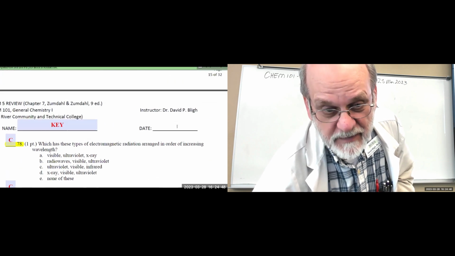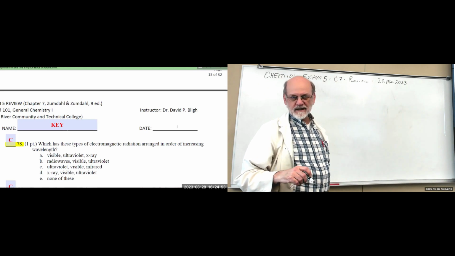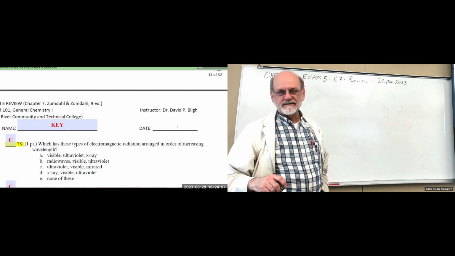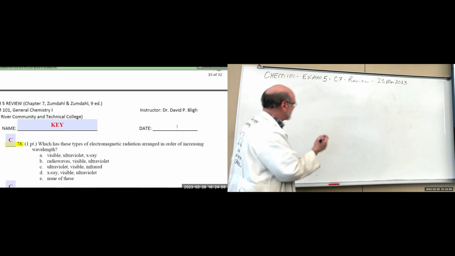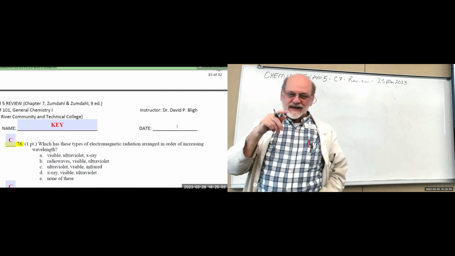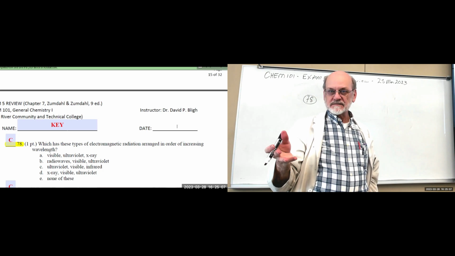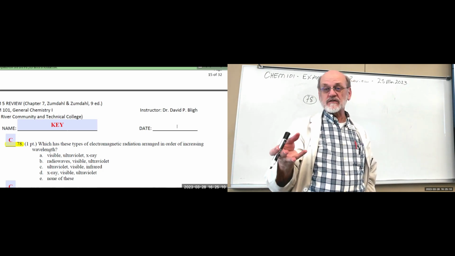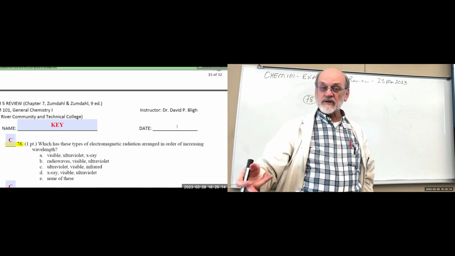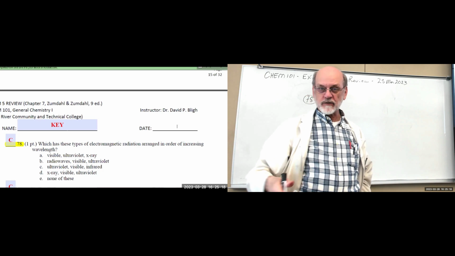Let's do them one at a time. 78. Increasing wavelength. All right. 78 is the same as the 77, but it's made the transition for us already. Decreasing frequency is the same as increasing wavelength, so it's the same answer. Ultraviolet, visible, infrared.